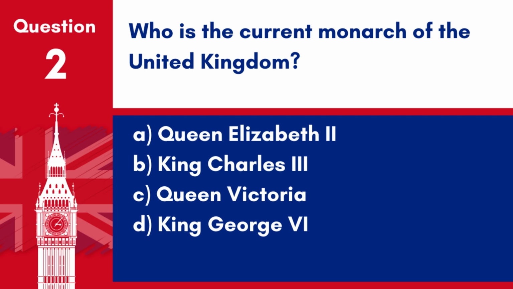Question 2. Who is the current monarch of the United Kingdom? A. Queen Elizabeth II. B. King Charles III. C. Queen Victoria. D. King George VI. Answer. B. King Charles III.